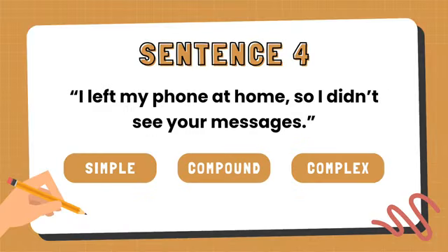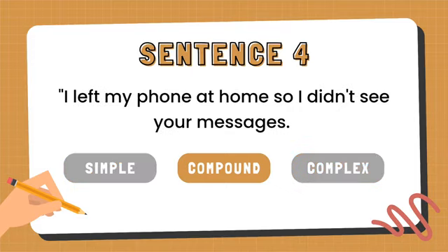I left my phone, so I didn't see your messages. Is it a simple sentence or a compound sentence? There are two independent clauses in this sentence, and they have been joined by a coordinating conjunction. I left my phone at home, one. I didn't see your messages, two. Joined together by a coordinating conjunction. Therefore, we have a compound sentence. I left my phone at home, so I didn't see your messages.